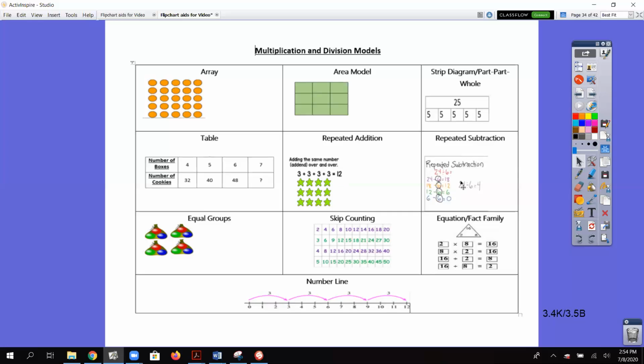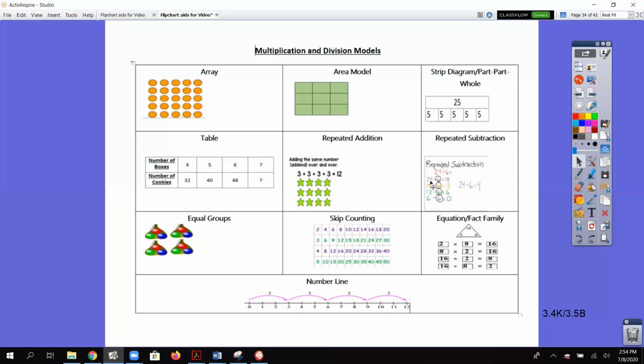The opposite of that would be repeated subtraction. And it's just what it sounds like. Just like when you use repeated addition, you're adding the same number over and over. With repeated subtraction, you're subtracting the same number over and over. So with 24 divided by 6, you're taking away 6 each time until you get to 0. And at the end, what you do is you count your groups, and that gives you your answer.